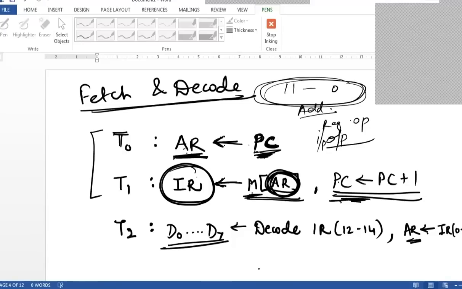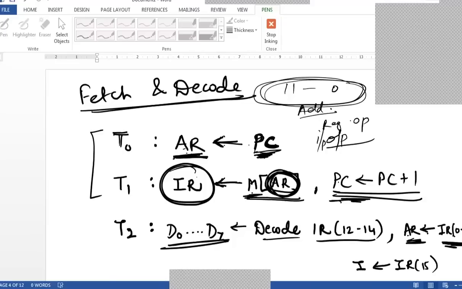To my AR. Okay, so 12 to 14 bit decode होके D0 to D7 में जाएगी. They are decoded. Okay, then this IR 0 to 11 would be stored in AR, and my last bit, instruction register की 15th bit would be stored in flip flop I. So this is your decode phase.